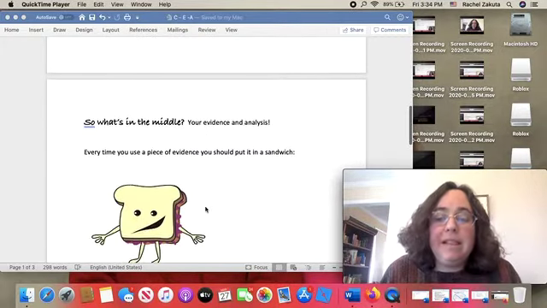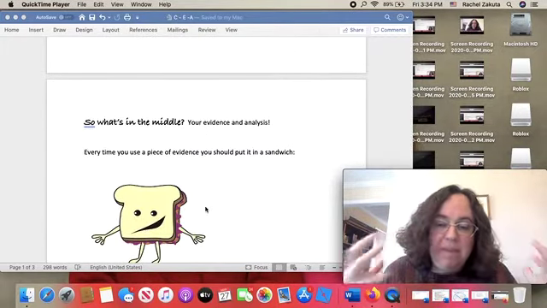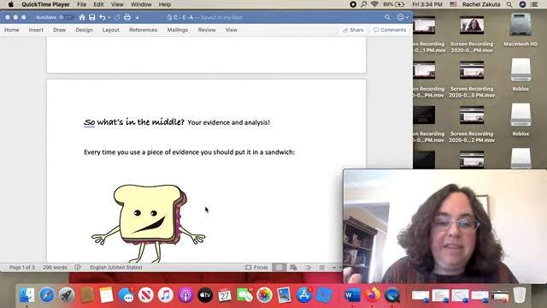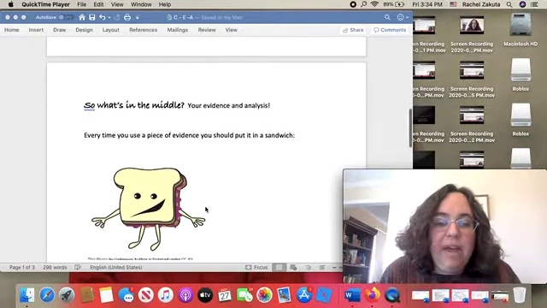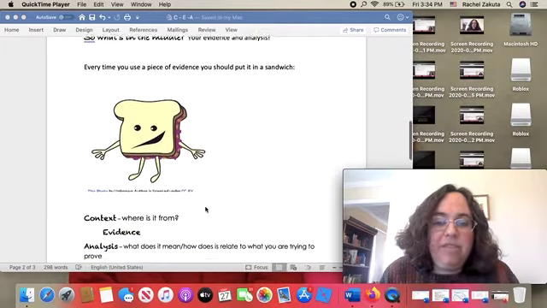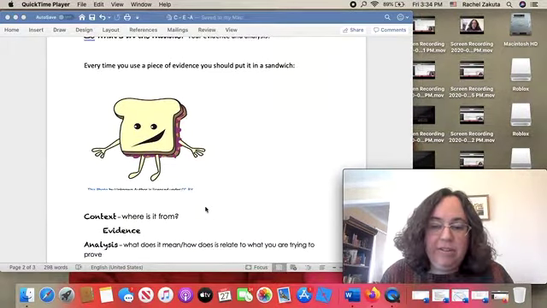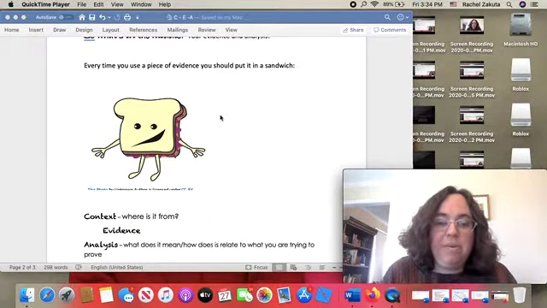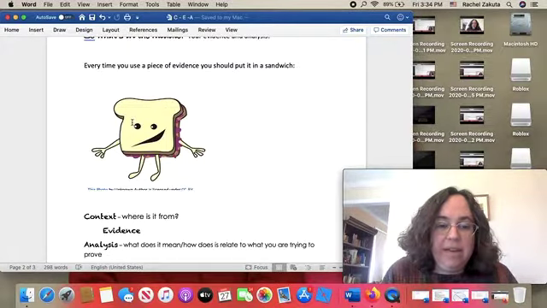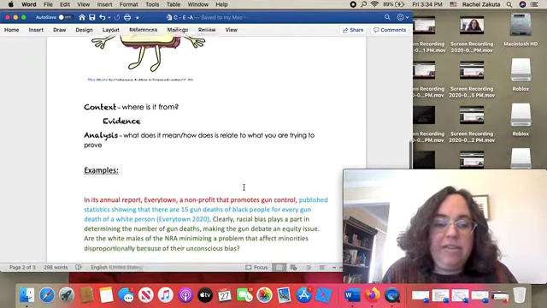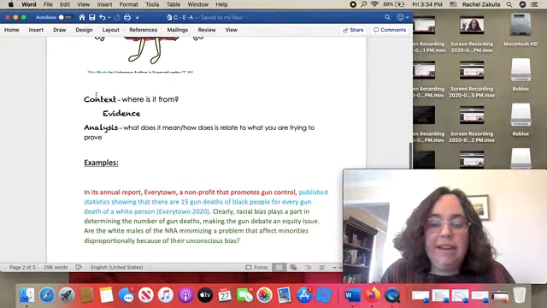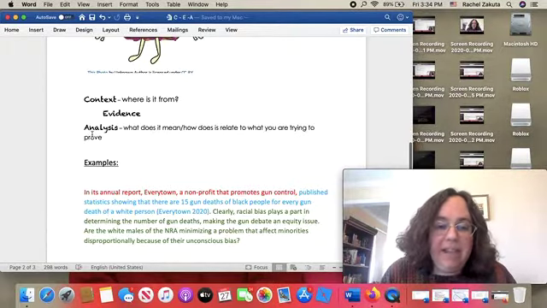So what's in the middle? In the middle is the meat of the paper. It's the evidence and the analysis. So every time you use a piece of evidence, you should put it in a sandwich. I need you to remember this sandwich. And here's the sandwich. It goes context, evidence, analysis.